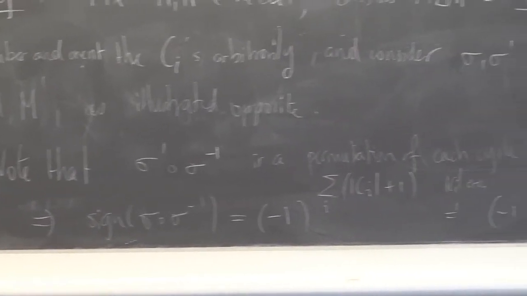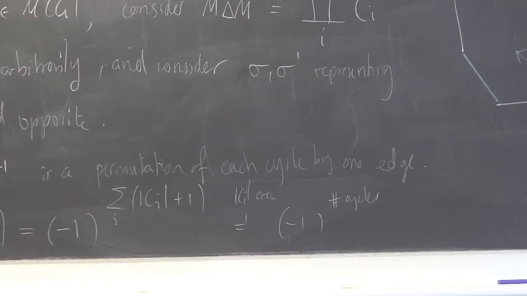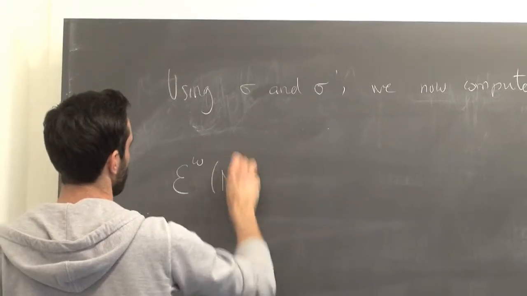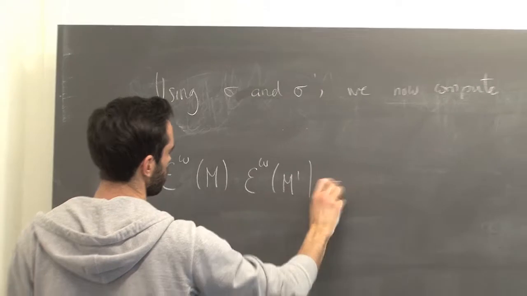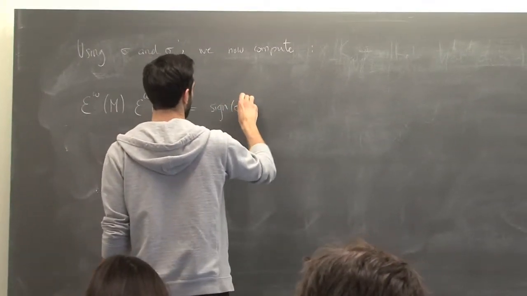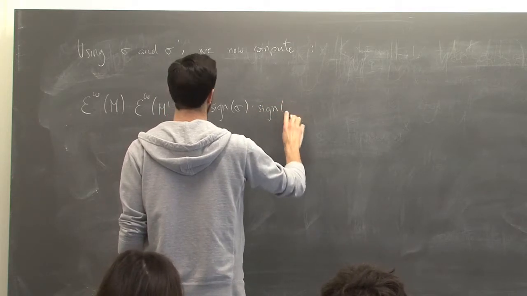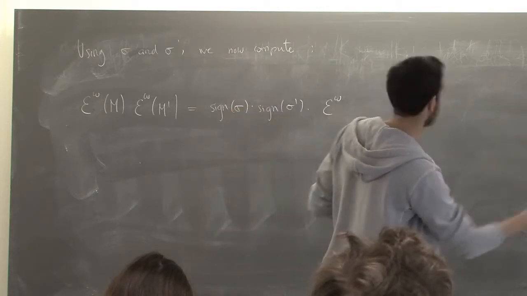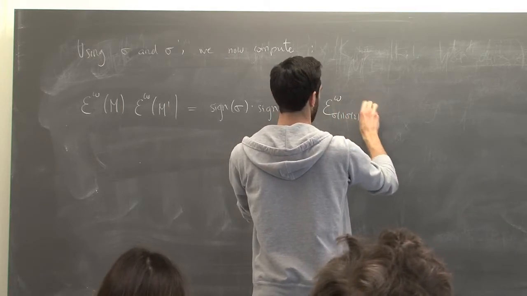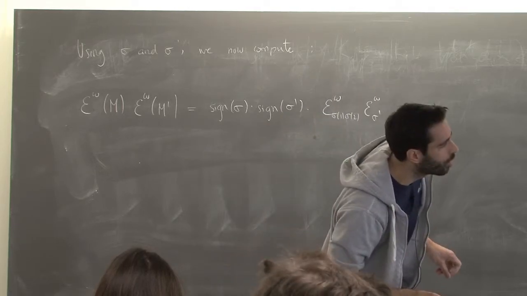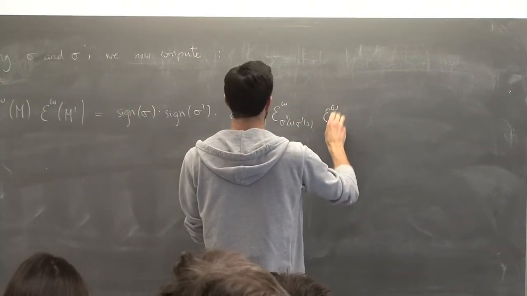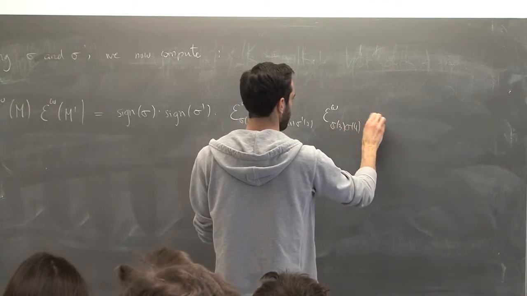So now, using sigma and sigma prime, we now compute. I want to compute the product of these two signs. First, I put the two signatures. And then I order the remaining signs that come up exactly as here. So it would be sigma 1, sigma 2, epsilon omega, sigma prime 1, sigma prime 1, sigma prime 2, omega, sigma 3, sigma 4, etc.